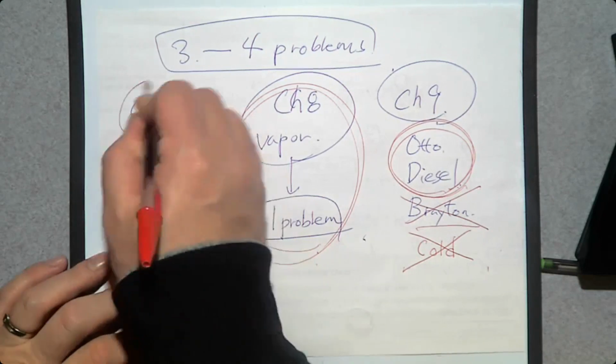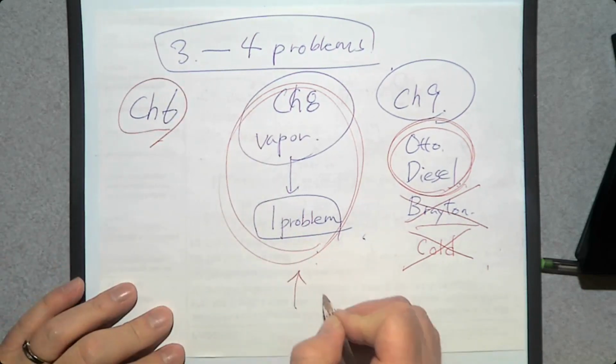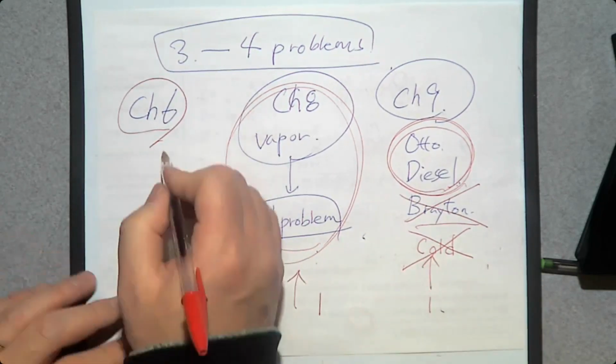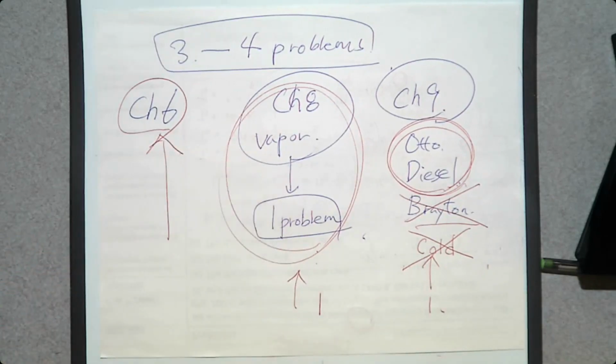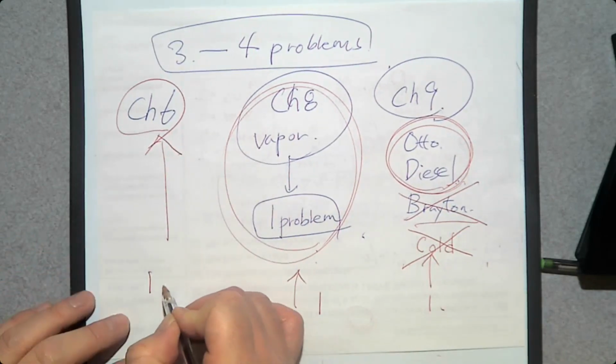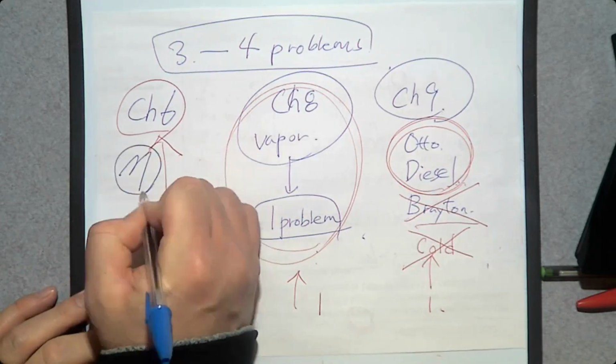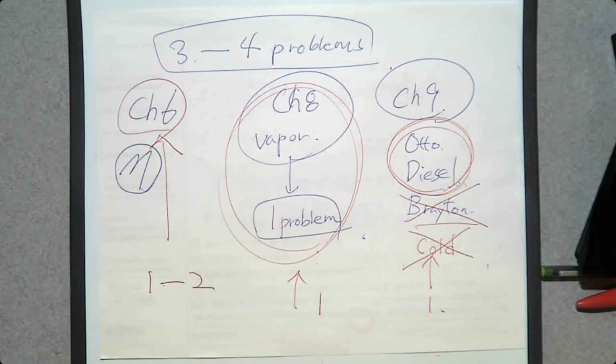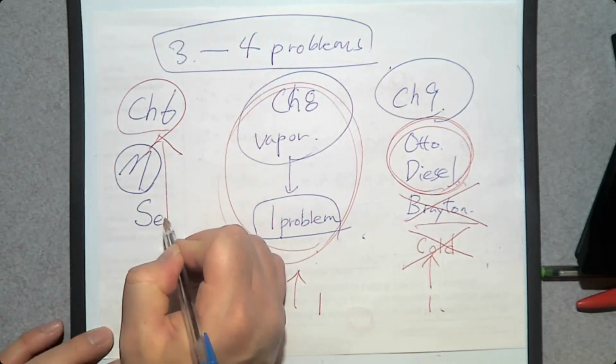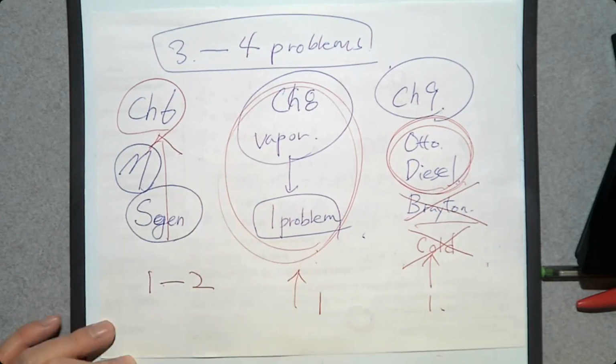What about chapter 6? So there's one problem here, one problem here. So chapter 6 is going to be maybe 1 or 2 problems. And there are 2 areas. One is isentropic efficiency. The other one is entropy balance equation to determine entropy generation. Okay, so you will see both of them or just one of them.